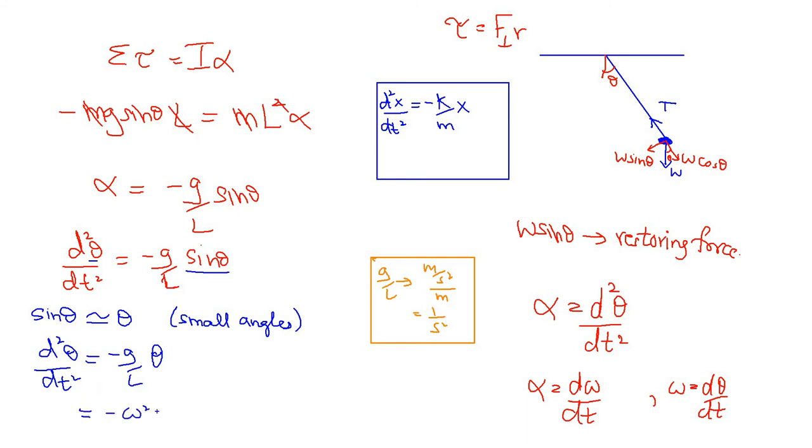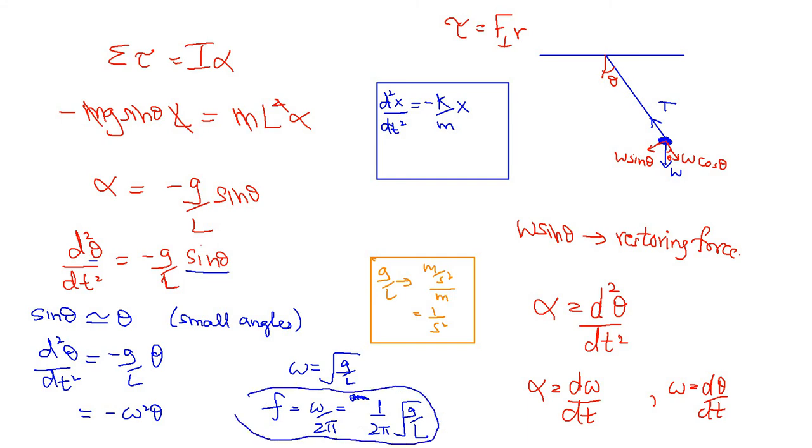And so this is a frequency squared, and therefore we can write it as minus omega squared theta. And so omega is square root g over L, and therefore frequency is omega over 2 pi, and that is equal to 1 over 2 pi times square root g over L. So this is the equation for the frequency of a simple pendulum. And one last thing is that time period is 1 over frequency, and so it's just going to be equal to 2 pi square root L over g.